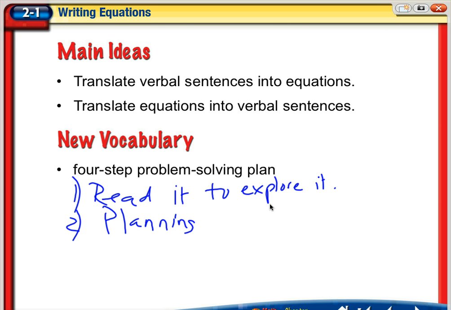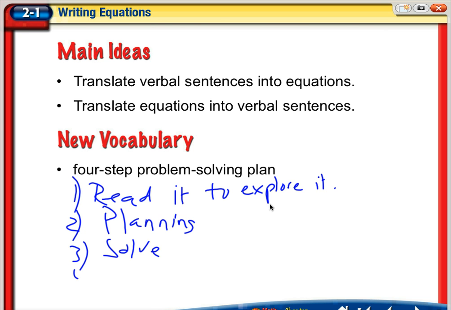This is where you start defining the unknown. Like, what is it that I'm trying to find out? So this is the planning part. And of course, once you're done with planning, you will start doing what? Solving. Now is the time for you to solve. You solve for the unknown, okay? Whatever it is that you're trying to look for.